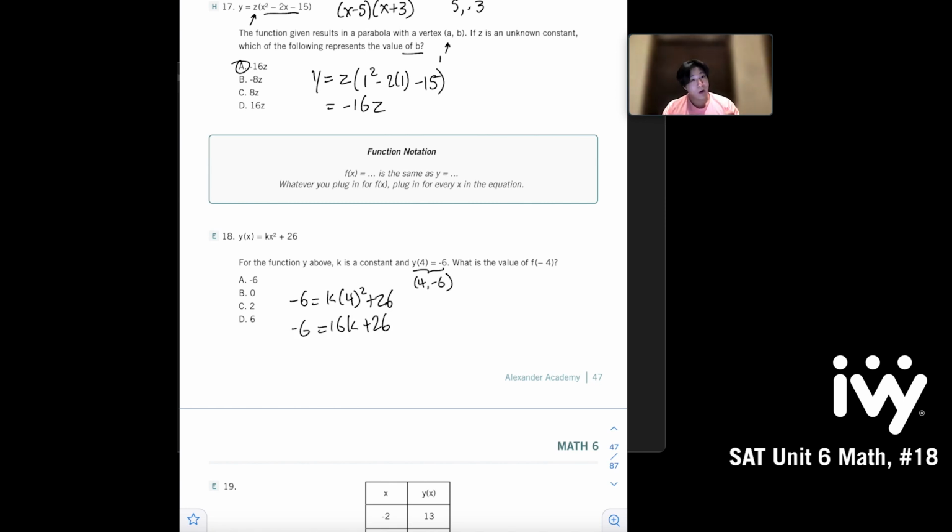And then if we subtract 26 from both sides, we end up with negative 32 equals 16k. We get k equals negative 2. So now that we know that k equals negative 2, we can go ahead and solve for f of negative 4. So that just means we're looking for f of negative 4 being set equal to negative 2 times negative 4 squared plus 26. And doing a little bit of math here, we see that this gives us negative 6. So our answer is going to be A.